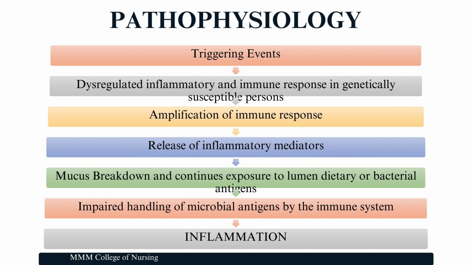Next, we'll move into the pathophysiology, how the disease progresses, how it occurs. The first one is the causative agent, that is the triggering events, environmental factors, and genetic predisposition, which lead to a dysregulated inflammatory and immune response in a genetically susceptible person. It causes amplification of the immune response, which immediately releases inflammatory mediators such as TNF, tumor necrosis factor, and also some interleukins. These inflammatory mediators cause the breakdown of mucus and continuous exposure to luminal dietary or bacterial antigens. This continuous exposure leads to impaired handling of microbial antigens by the immune system, finally leading to inflammation in the GI tract. This is the pathophysiology of Crohn's disease.